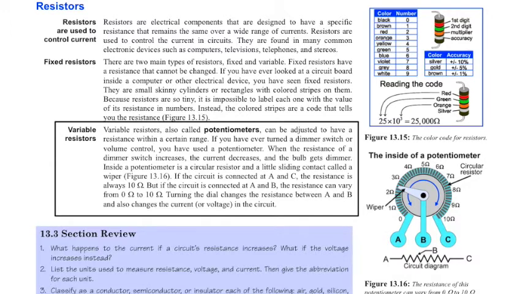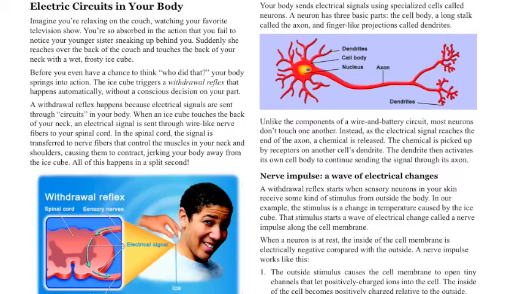Inside a potentiometer is a circular resistor and a little sliding contact called a wiper, as shown in figure 13.16. If the circuit is connected at A and C, the resistance is always 10 ohms. But if the circuit is connected at A and B, the resistance can vary from 0 to 10 ohms. Turning the dial changes the resistance between A and B and also changes the current or the voltage in the circuit.